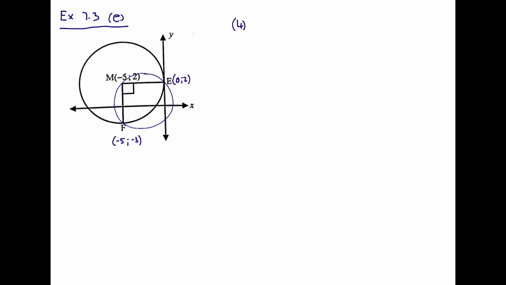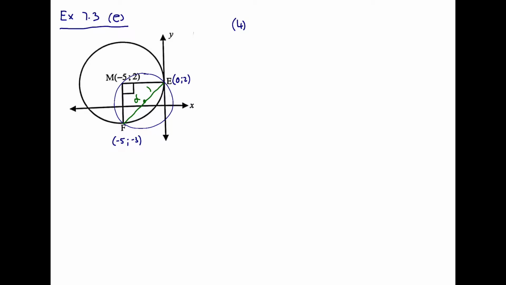Alright, so we need to determine the equation of the circle. So the first thing to understand is that FE must be a diameter because it is subtending an angle of 90 degrees on the circumference. Okay, which means that the midpoint of this line will be the center of the circle. Okay, so let's call that point O, and we're now going to work out its coordinates. Okay, so just using midpoint.